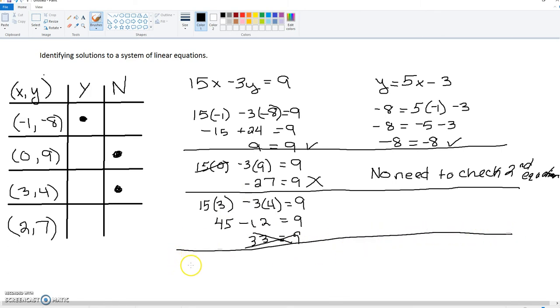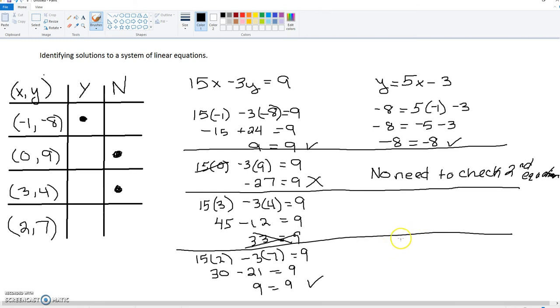And now we're going to the last one. So 15 times 2 minus 3 times 7. 15 times 2 is 30. It's a 3. There we go. That looks better. Minus 21. And of course, 30 minus 21 is 9. So 9 equals 9. So this is a solution to this equation.